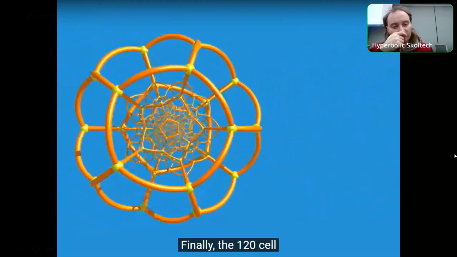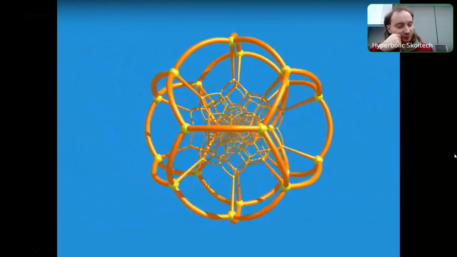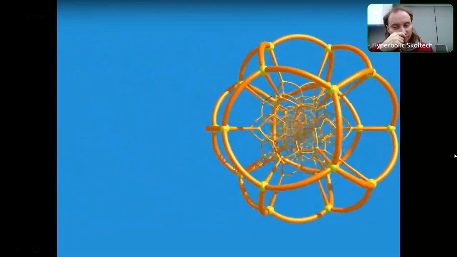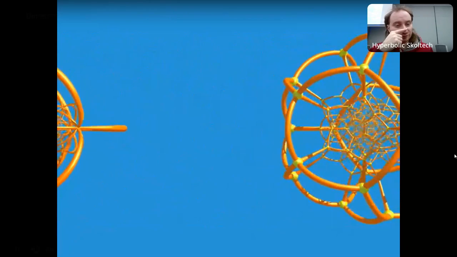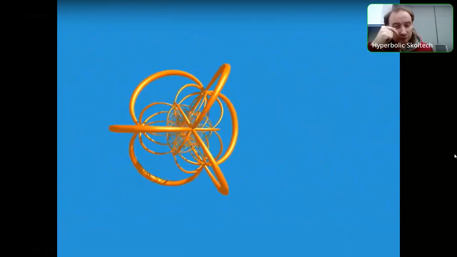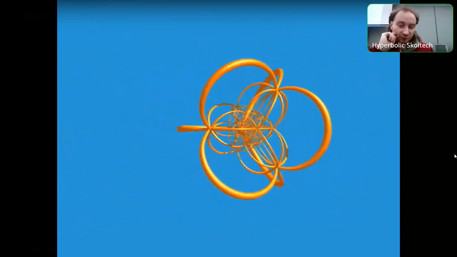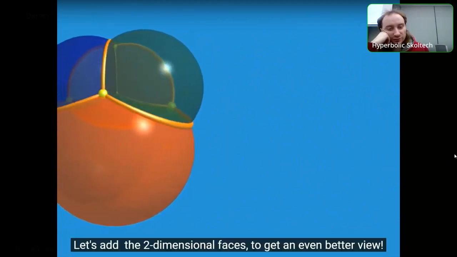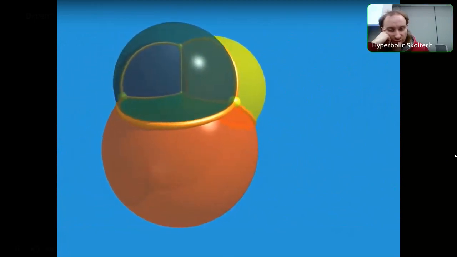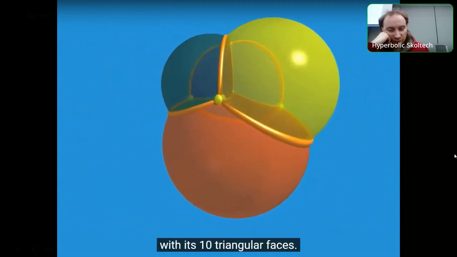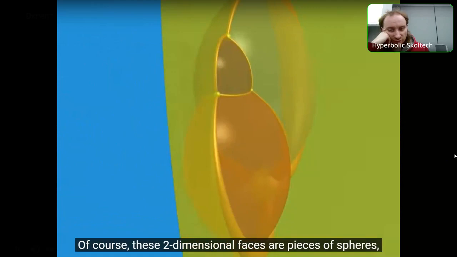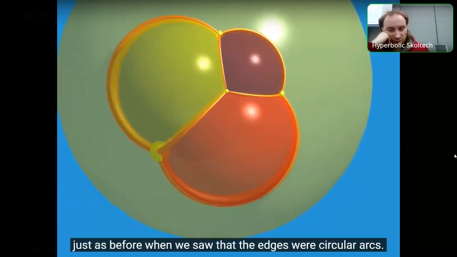Finally, the 120 cell. And the 600 cell. Let's add two-dimensional faces to get an even better view. The simplex with its 10 triangular faces. Of course, these two-dimensional faces are pieces of spheres, just as before when we saw that the edges were circular arcs.